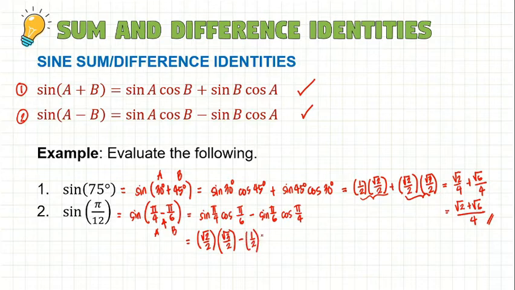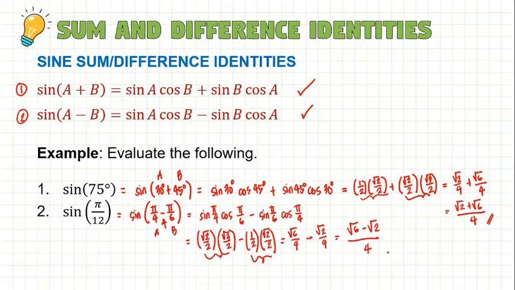And cosine pi over 4 is square root of 2 over 2. Okay? So from that, we will now have square root of 2 over 2, multiplied by square root of 3 over 2, that is square root of 6 over 4. Then minus 1 half times square root of 2 over 2 is just square root of 2 over 4. And our final answer will be square root of 6 minus square root of 2 all over 4. So this is the answer for number 2. Okay, so I hope that is clear.